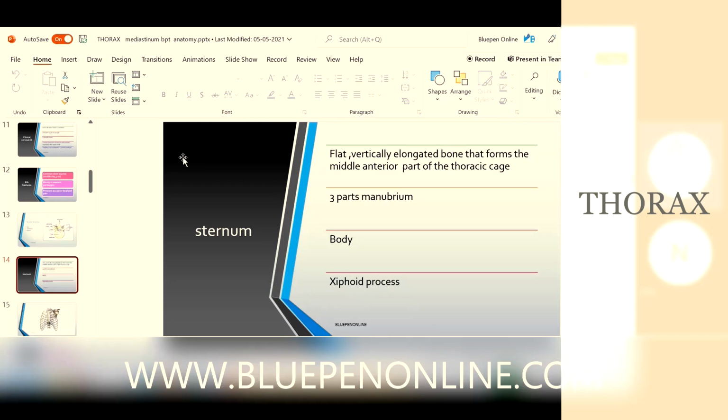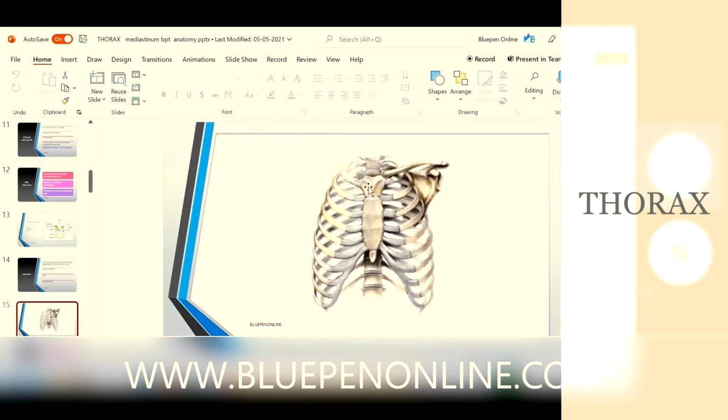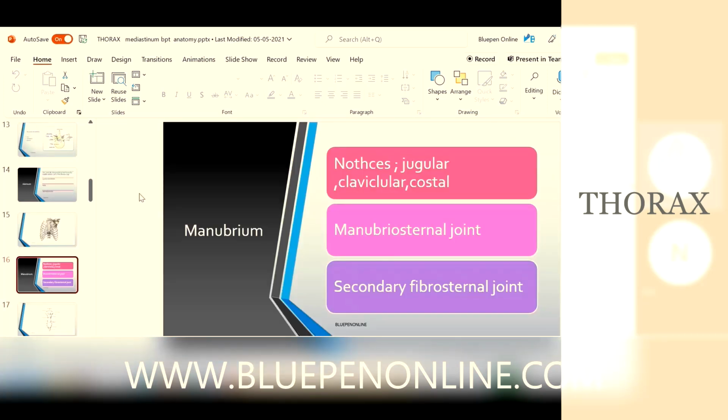As you know, the sternum is a vertically elongated bone which forms the anterior portion of the thoracic cage, and it has 3 parts: manubrium, body, and the xiphisternum. See here, this is the manubrium of the sternum, this is the body of the sternum, and this is the xiphisternum. Okay, so this point is the sternal angle. What is the sternal angle or Louis angle? The junction between the manubrium and body forms an angle. That is the sternal angle or the angle of Louis.